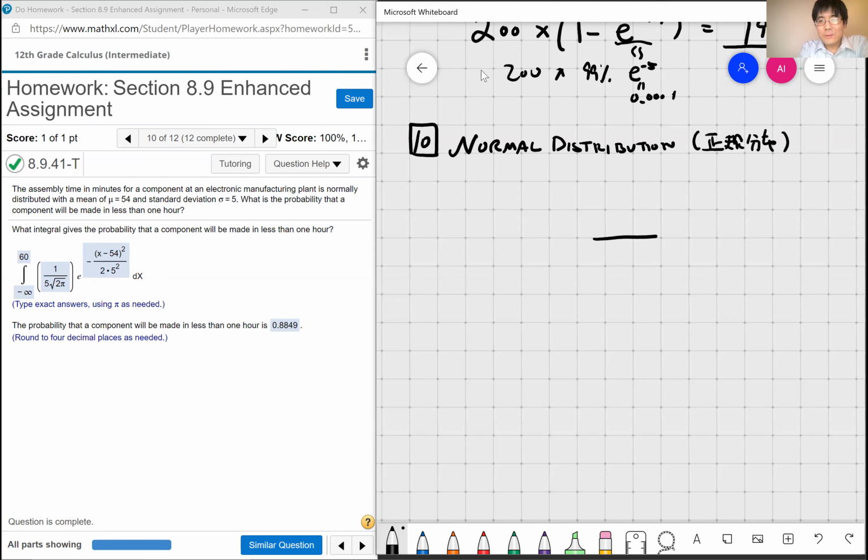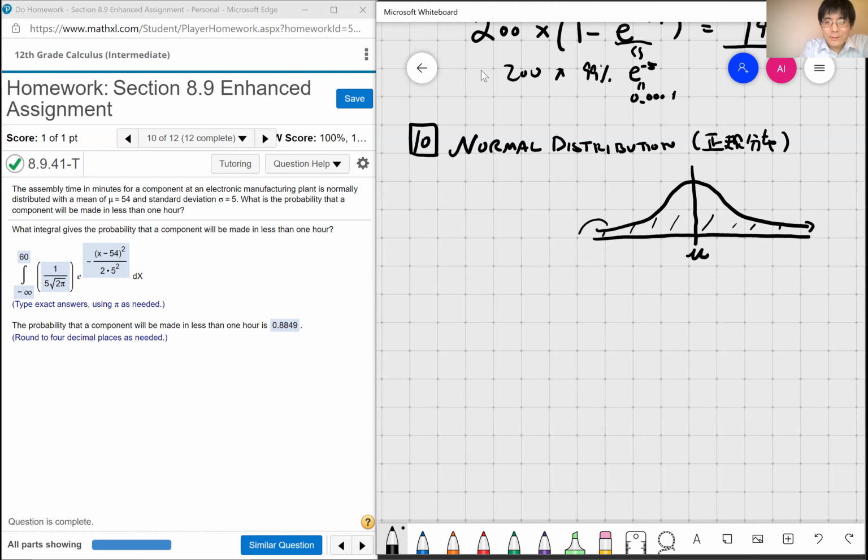So the normal distribution has a probability density function that looks like this, where the peak happens at the mean, or the expected value. And of course, the area under the curve is equal to 1. This is a special probability density function and has a name, the Gaussian distribution or normal distribution.